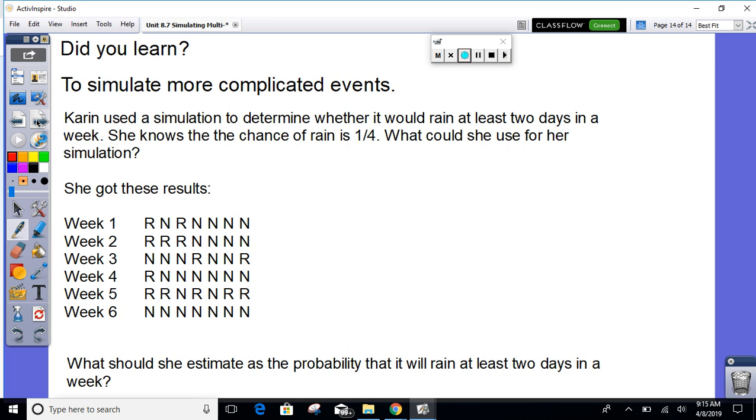So Karen did the simulation. She maybe used a spinner, maybe used papers in a bag, something like that. And these are the results that she got. So for week 1, she did it 7 times because there are 7 days in a week, and she got rain, no rain, rain, no rain, no rain, no rain, no rain. What should she estimate as the probability that it will rain at least 2 days in a week? I want everyone to think about this.